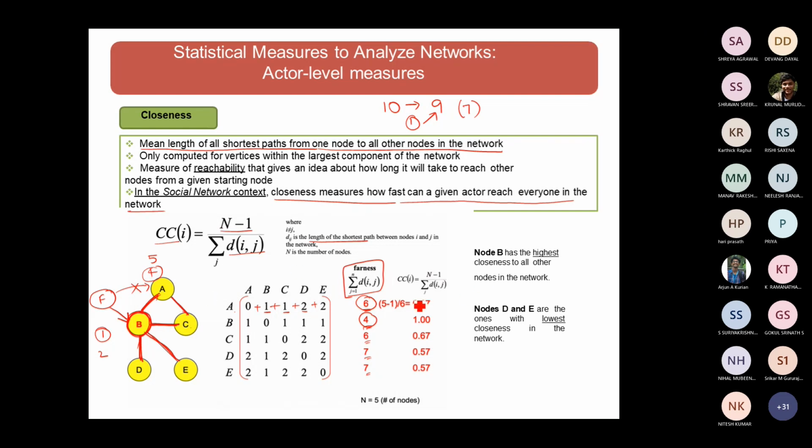What is n minus 1? 5 minus 1, 4. Okay, 4 divided by 6, 4 divided by 7, and so on for each node. Okay, so you identify here which node is having the highest closeness centrality?